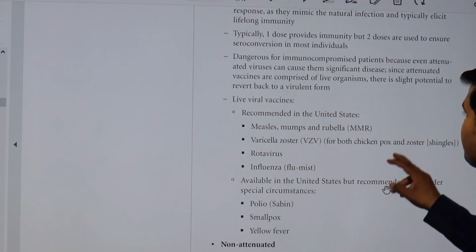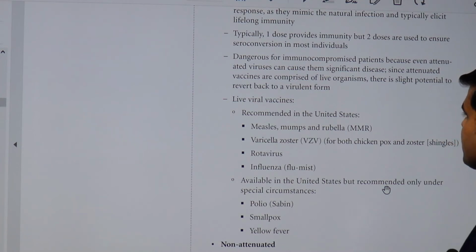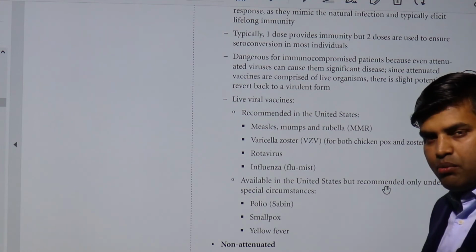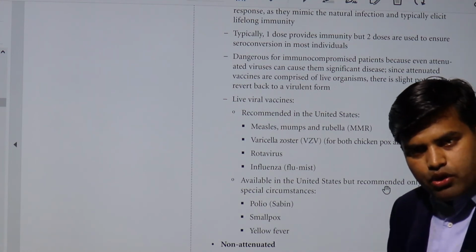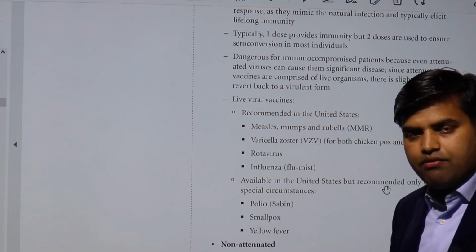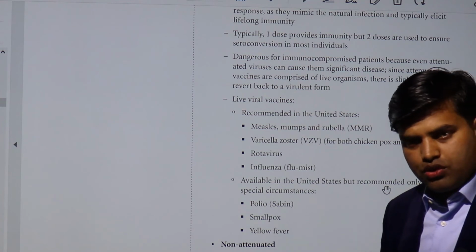It is dangerous for immunocompromised patients because even attenuated viruses can cause significant disease. Since attenuated vaccines are composed of live organisms, there is still potential to revert back to the virulent form. One thing is very, very important to understand: any live virus cannot be given to an immunocompromised host.